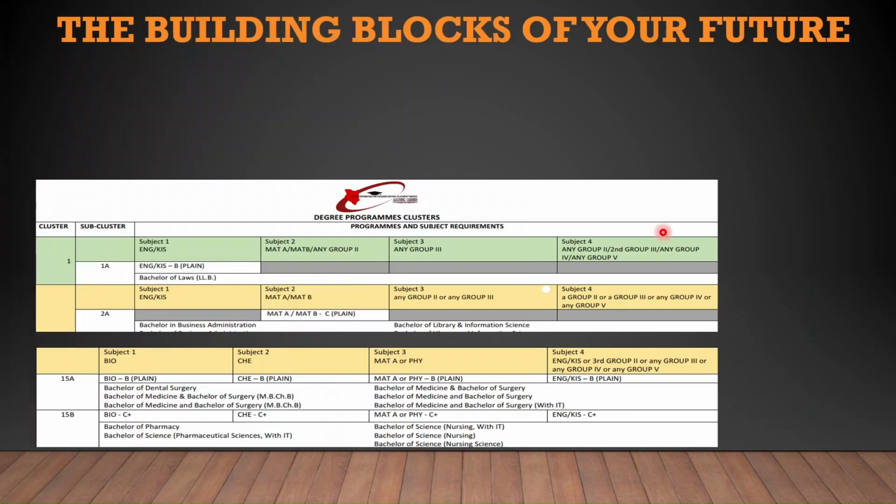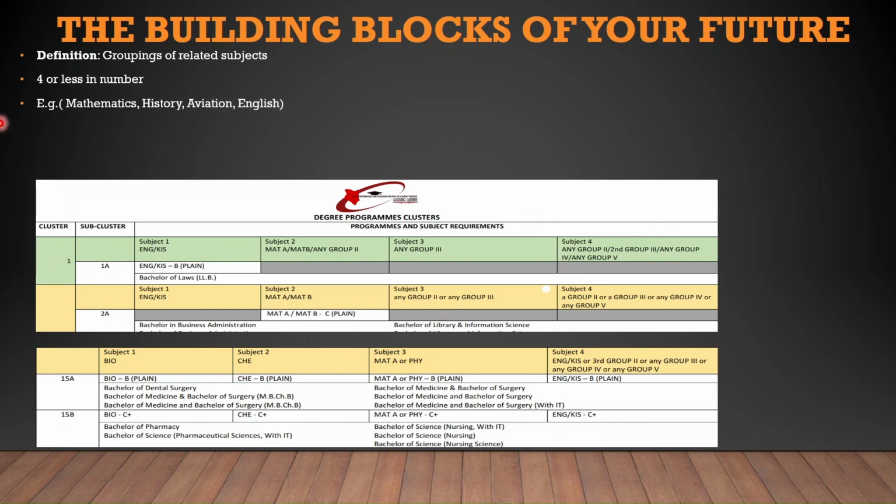So cluster subjects are basically groupings of related subjects. So you know what a cluster is. A cluster is basically a grouping, and the subjects are what I have shown you before. So basically cluster subjects is a grouping of related subjects. Let me give you an example here. For instance, I can take mathematics, history, aviation and English together and form a cluster. So that becomes a cluster subject.